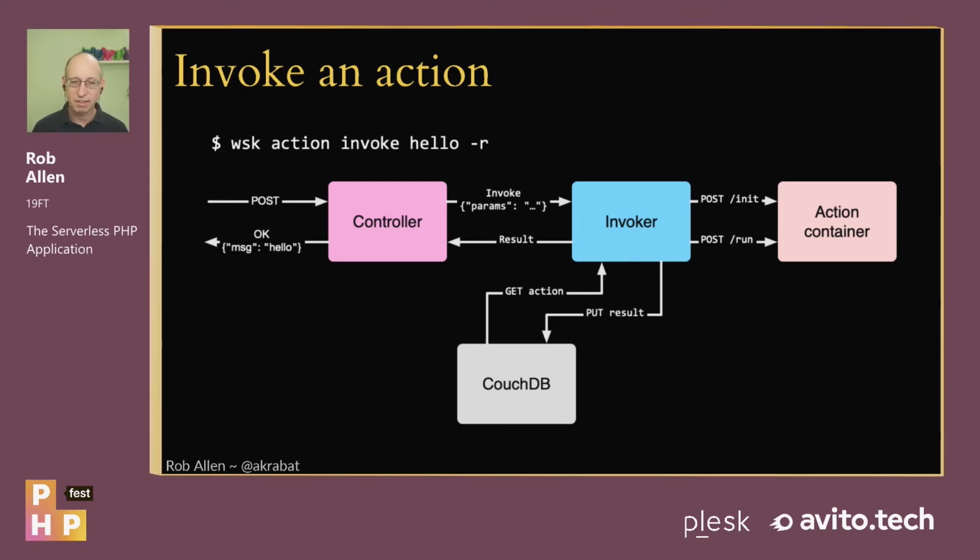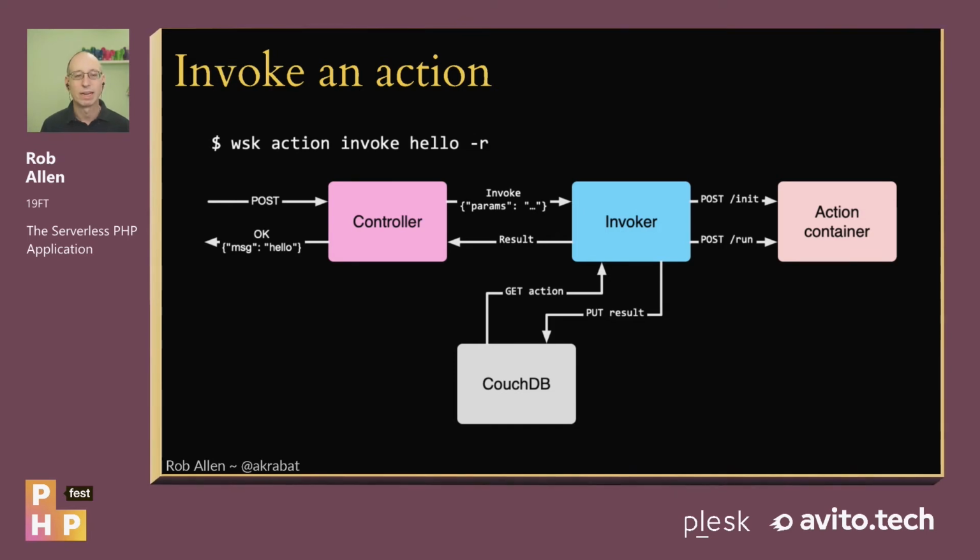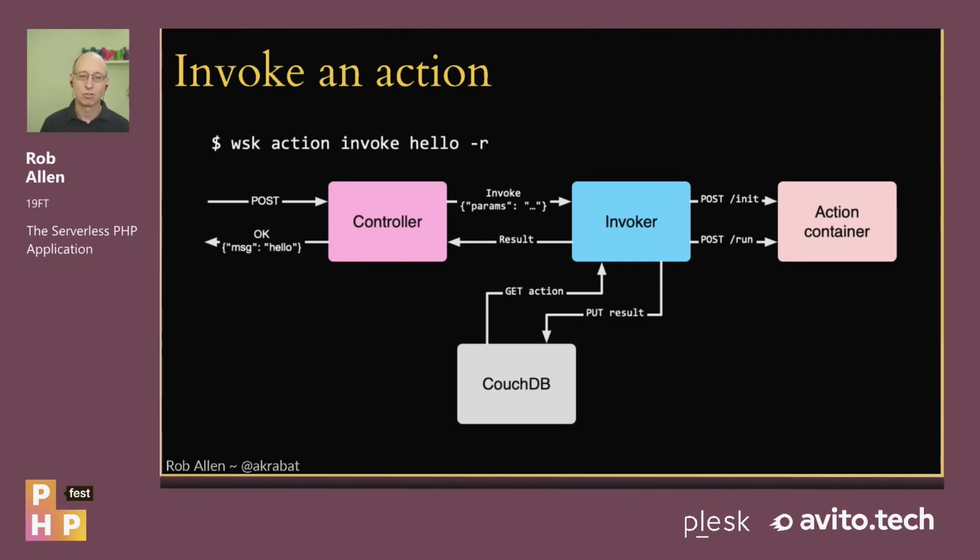Once the source code is in the container, it then runs the source code by calling the run action, the run post. Data comes back from the action, it gets put back into the CouchDB, and then it is sent back to the controller, which sends it back to the client. That's what happens behind the scenes.